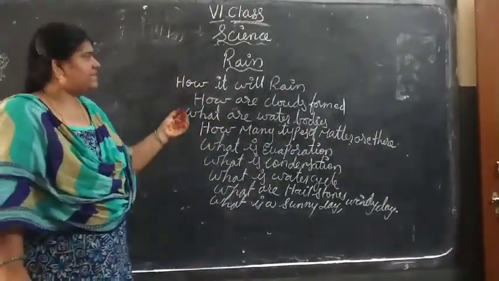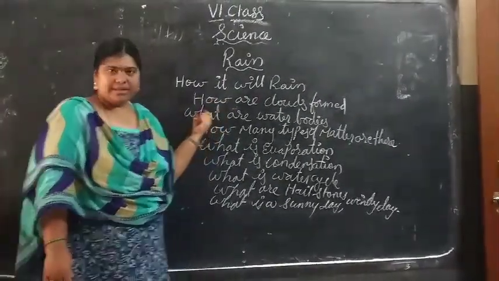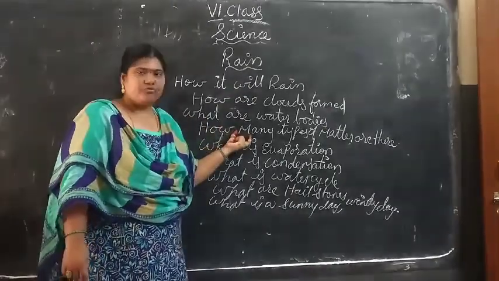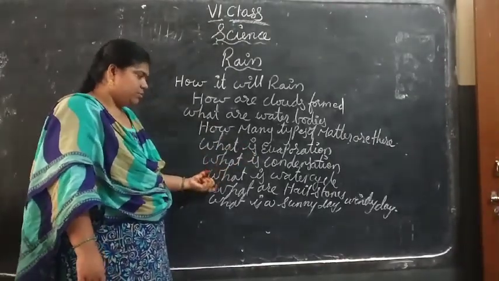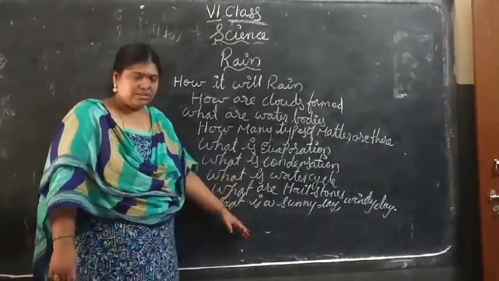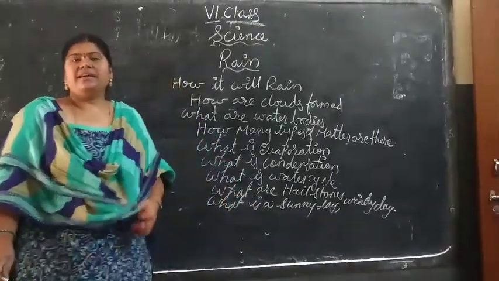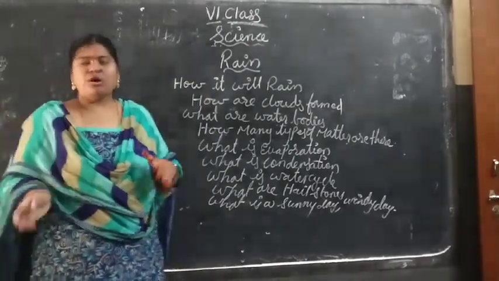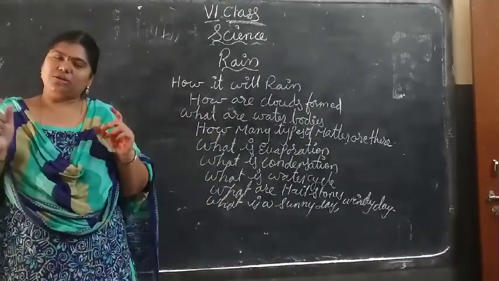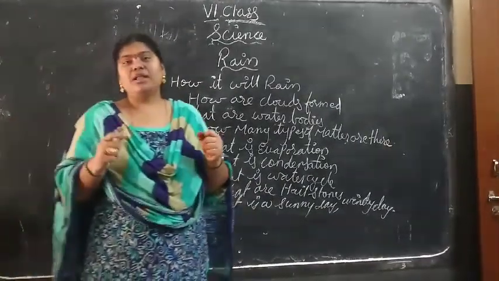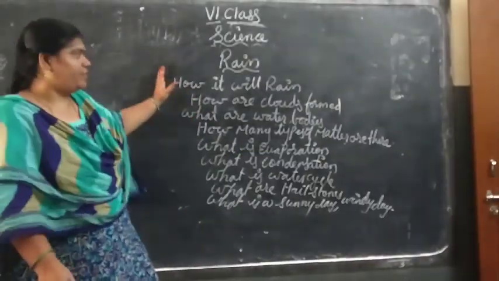To know what we will discuss: how it will rain, then how clouds are formed, what are water bodies, then how many types of matter are there, what is evaporation, then what is condensation, what is the water cycle, what are hailstones, then what is a sunny day and windy day. Then, will all the clouds be at a particular point, or will they move from one place to another? Will all the clouds form rain, or will a particular type of cloud form rain? All these things we are going to learn in our next lesson. All these topics. Okay.